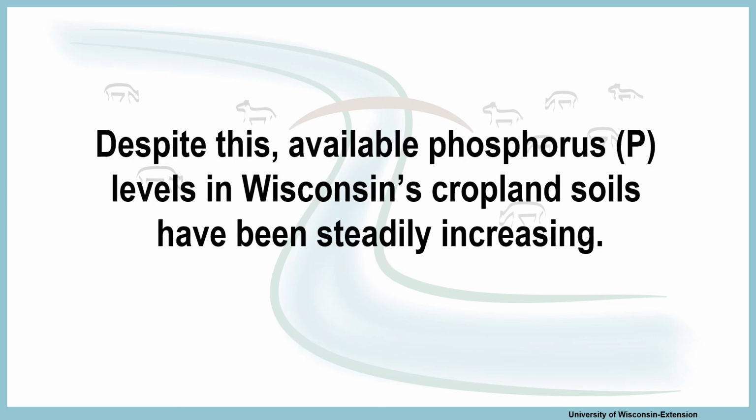So despite the rapid tie-up of phosphorus in soils, available phosphorus levels in Wisconsin cropland soils have been steadily increasing over time, particularly on our livestock farms. The following presentations on agricultural management for phosphorus will discuss options for decreasing this trend and minimizing the impacts of elevated soil phosphorus on water quality.